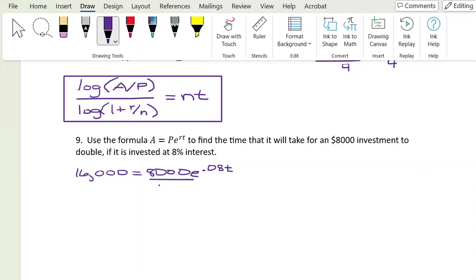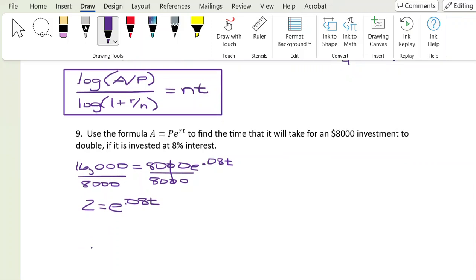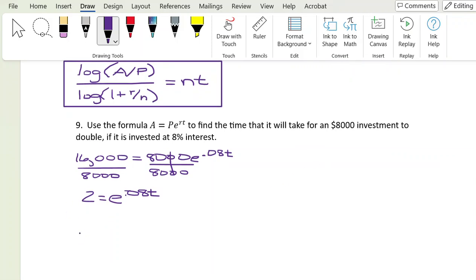So I'm going to divide both sides by 8,000 first, and that's going to give me 2 equals e to the 0.08t. Now we're ready for natural log. Since the base here is e, we're going to use natural log. So this is going to be ln of 2 equals 0.08t. And then to get t by itself, I can just divide by 0.08.